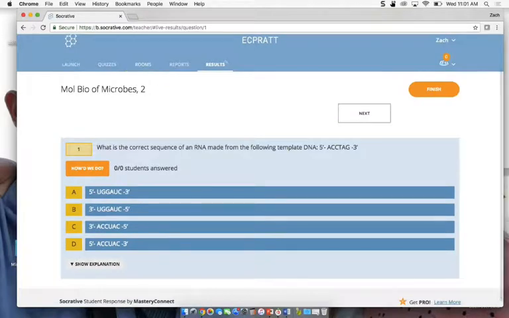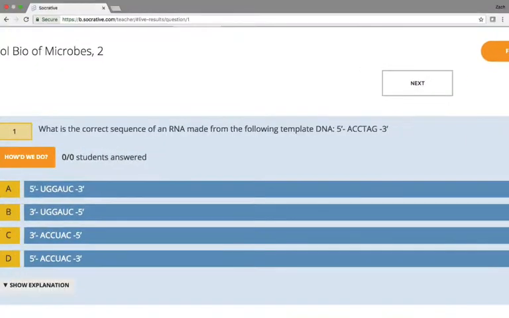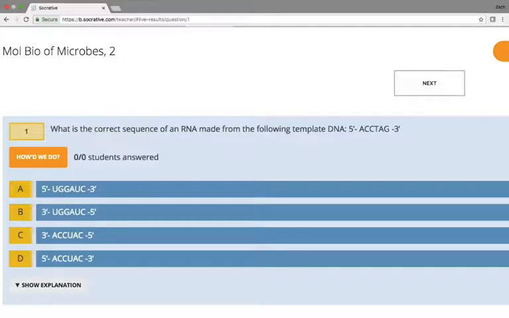All right, so the question reads, what is the correct sequence of RNA made from the following template DNA? The 5' end of DNA reads ACCTAG, and then the 3' end. There are 4 options. This is not one that you can solve in half a second, so I'm going to give you time to look at the answers, strategize a way to come up with the correct answer, and then talk it over with a partner. I'll give you about 2 minutes to do this, and then we'll discuss it. Go.